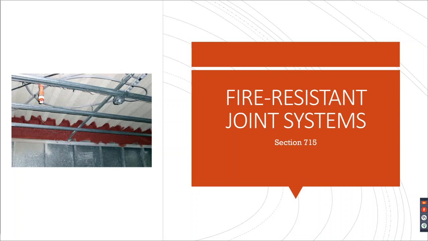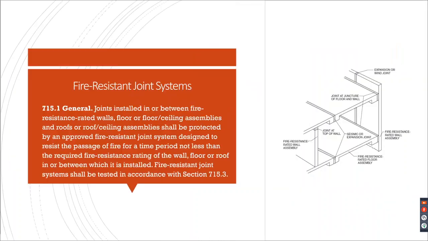So that was a section for the penetrations. Now moving on to joints, and what are they? There's a visual here on the right of the different kinds of joints that you have. So what are we talking about? First of all, you've got the joint at the top of the wall. You can have seismic or expansion joints.